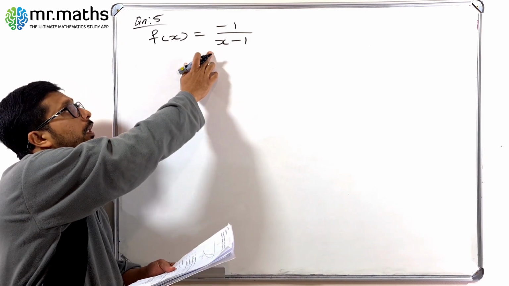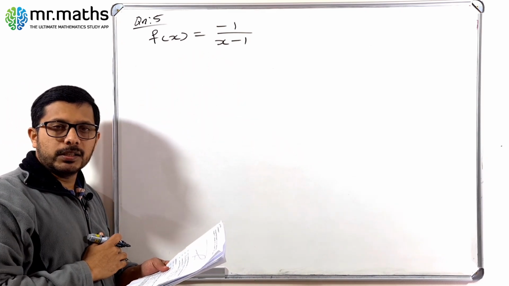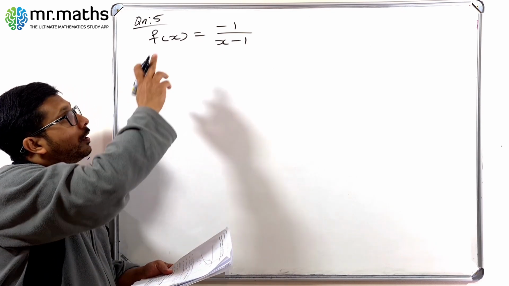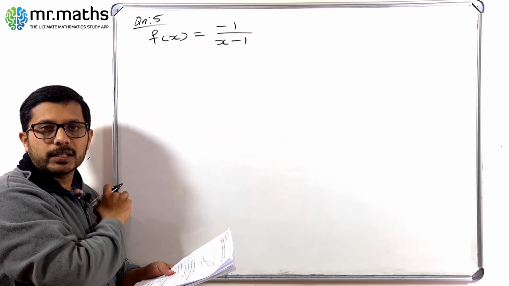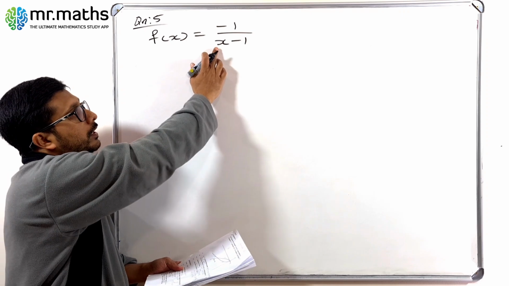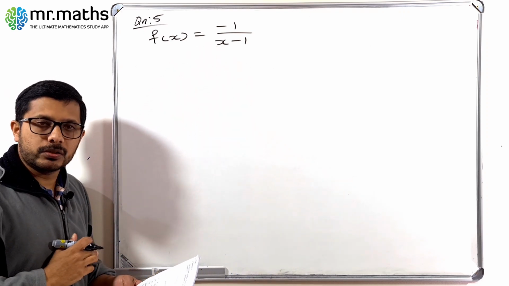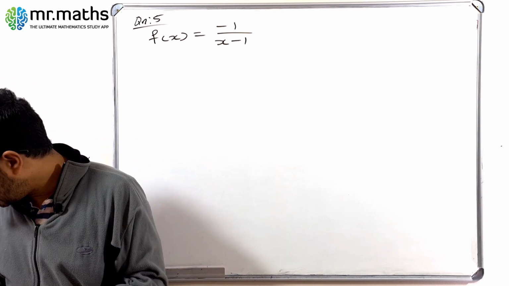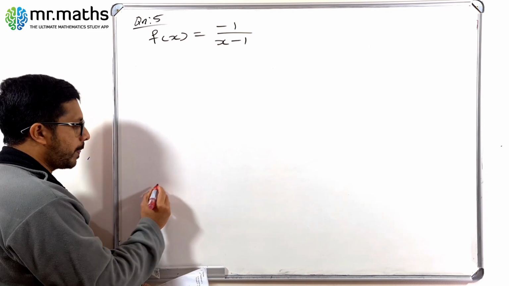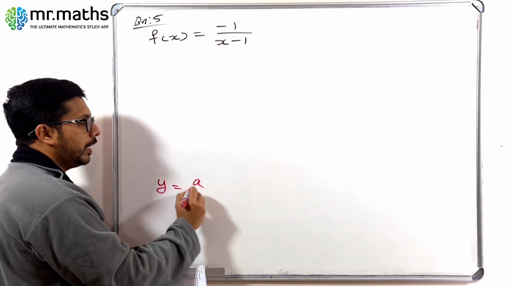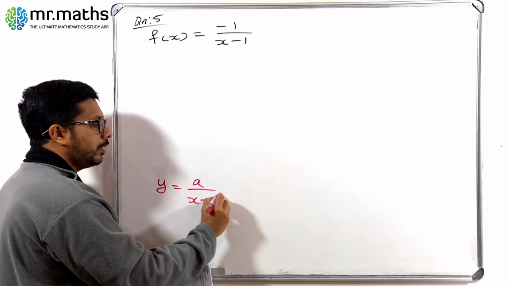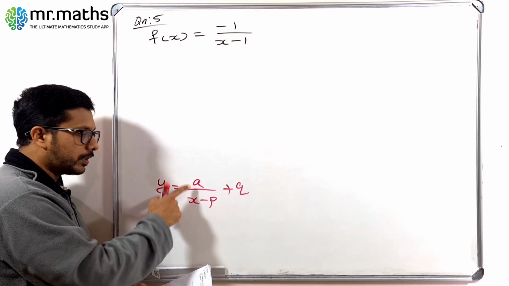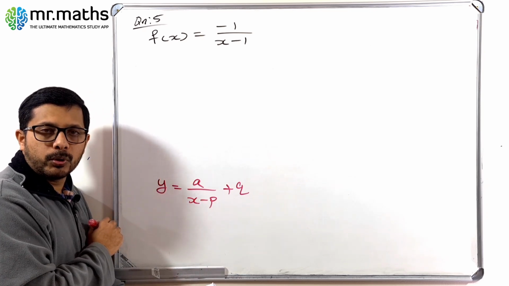What type of function is this? This is a hyperbolic function, am I right? Minus 1 divided by x minus 1. Here you can see that the variable is in the denominator, so you know that that is a hyperbolic function. Okay, and what is the general equation of a hyperbolic function? y is equal to a divided by x minus p plus q. You remember that one? This is the general equation of a hyperbolic function.